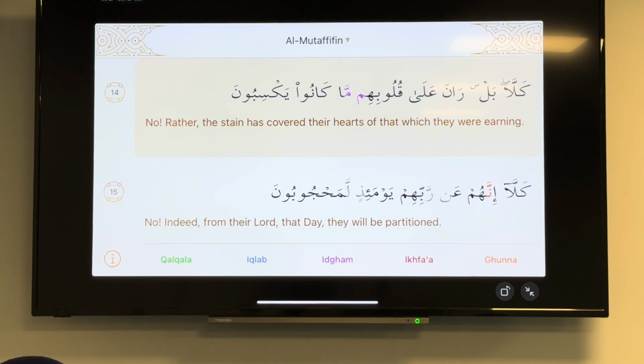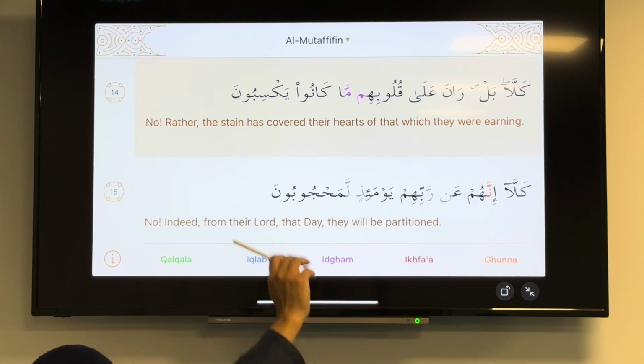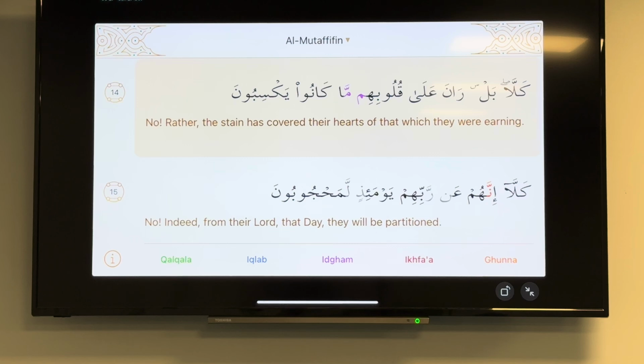So in this case, we have assimilation of the letter, where we're not going to do ghunna. In this case it is noon sakin, whereas in the other case it is mim sakin. So there is a difference between the two. But we've got two of the same letters, so we're going to read it qulubihim ma.